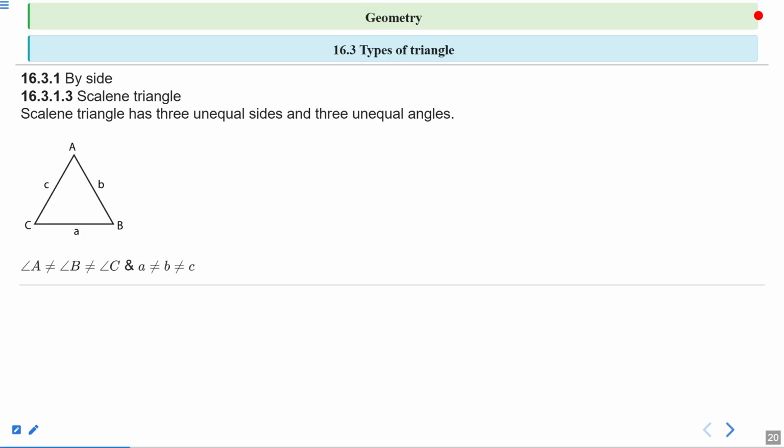So we can say that angle A is not equal to angle B, and angle B is not equal to angle C. In the same way, side A is not equal to side B, which is not equal to side C.